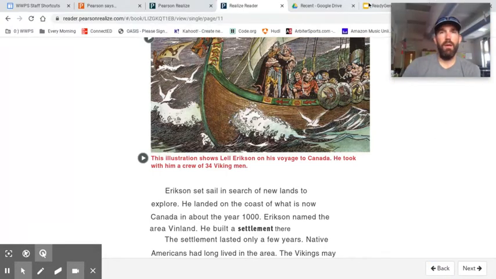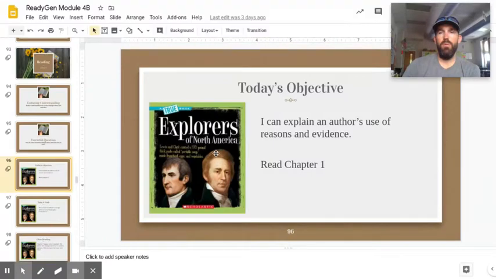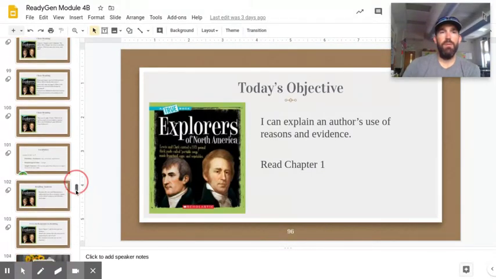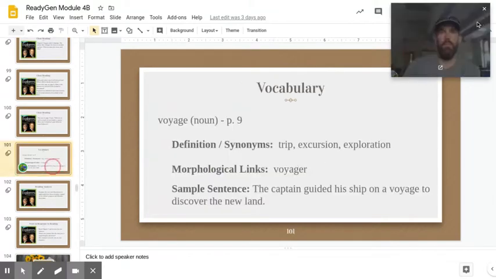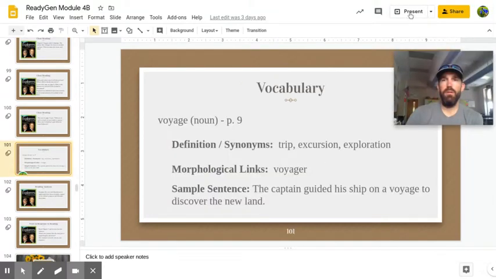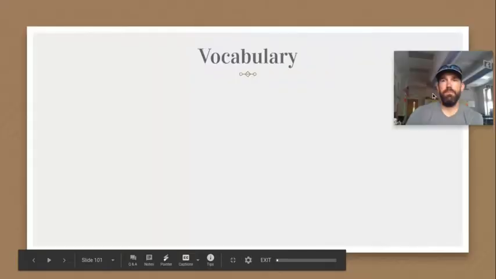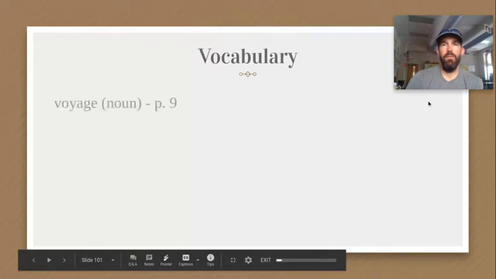So I'm going to go ahead and keep going through, and we're going to do our vocabulary questions now and our write and response to reading. So you get things all organized here. Our first word you'll see there, and only word, is the word voyage. And that's found on page 9. It was actually in the caption of the picture on page 9.